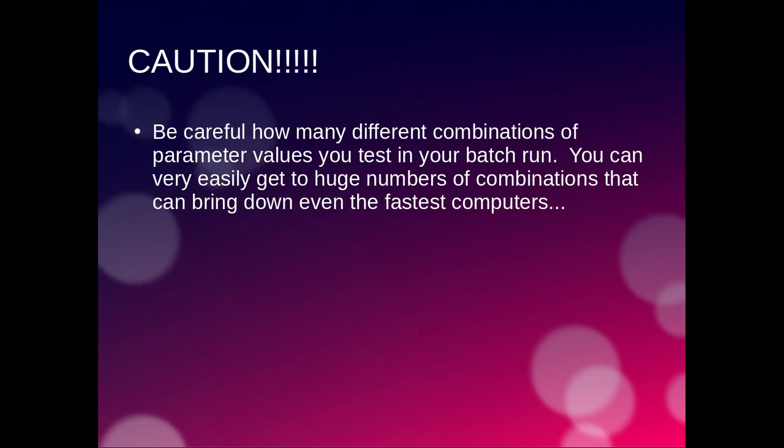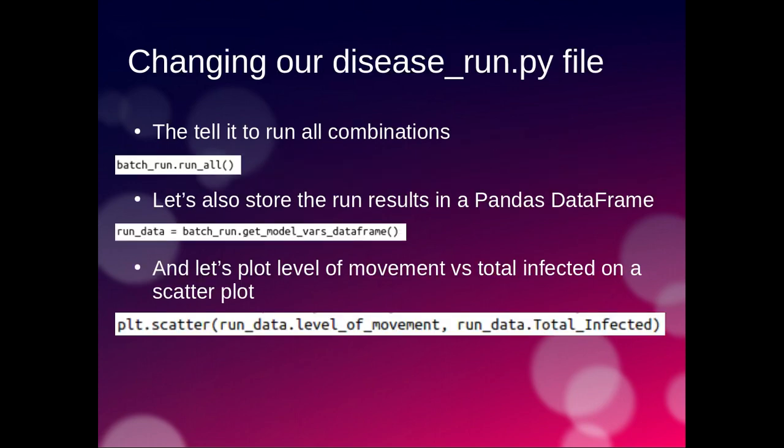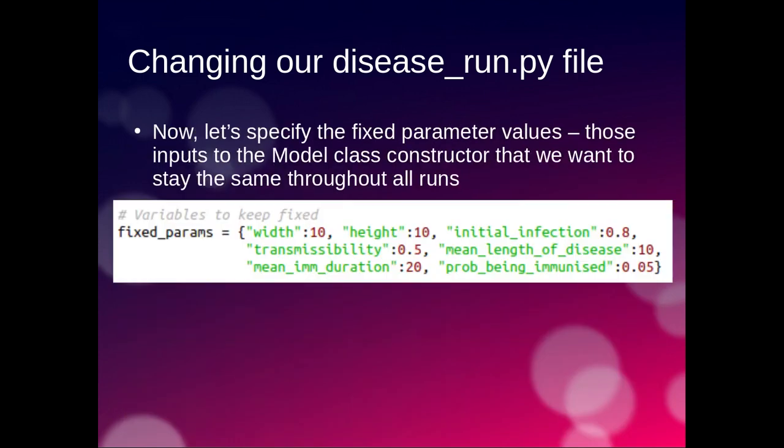You have to be really careful when you set up lots of different combinations for agent-based models, because you will find that very quickly you'll get into huge numbers of combinations that will bring down even the fastest computers. And I talk from experience, having brought down Mike's computer once using MESA. So let's think about how many different combinations we've got here.